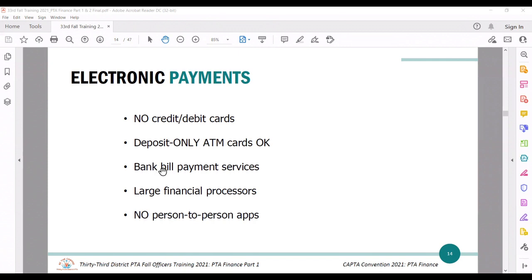And electronic payments with bank bill payment services are okay, but it has to be bank bill payment services like either banks and large financial processors. No person-to-person apps. So Venmo is person-to-person, so that's not allowed. But you can do Zelle, you can do PayPal, and Square is allowed. Now, electronic payments still require all the checks and balances.